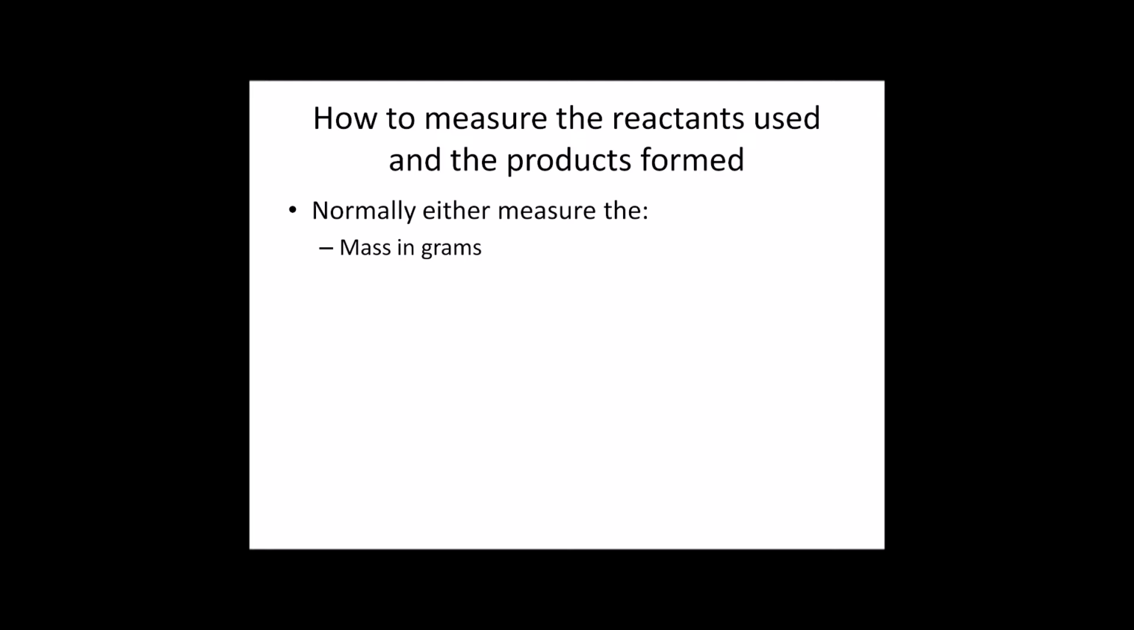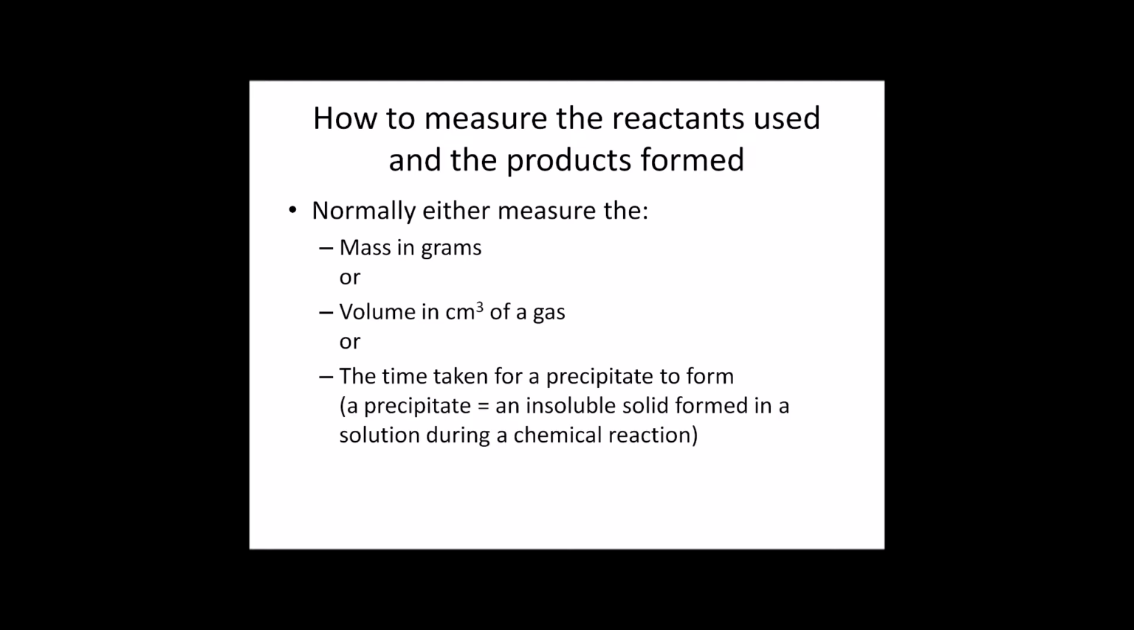So firstly, we normally either measure the mass in grams and how that changes, or we measure the volume in cubic centimeters or milliliters of a gas being produced. We can also measure the time it takes for a precipitate to form. Now we'll come on to a precipitate again later on, but a precipitate is essentially a solid that is formed when two solutions react. Okay, so two liquids react, they form a very fine solid, it's opaque, you can't see through it, and that allows you to measure the speed of a reaction. We'll look at that later on again. Okay, so there we go, precipitate, insoluble solid.